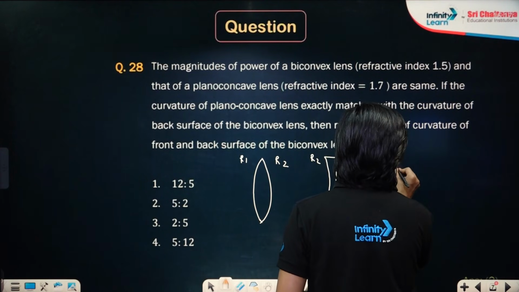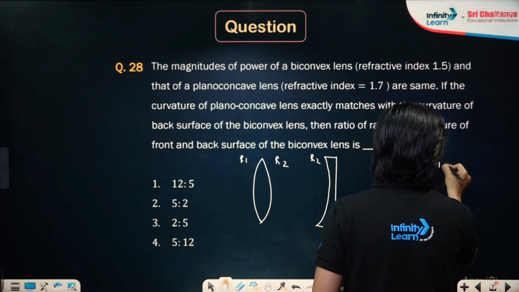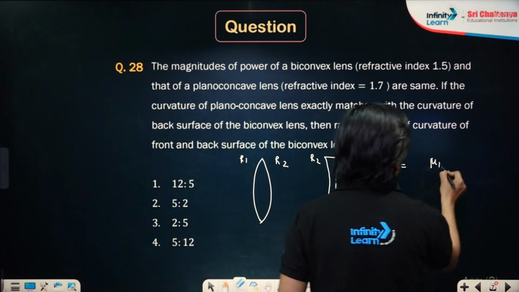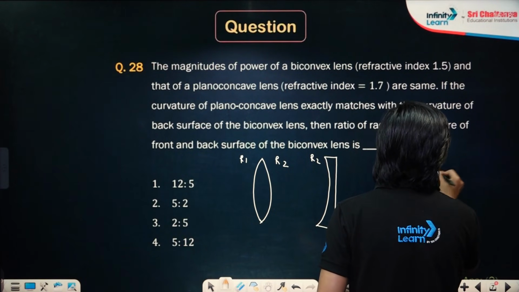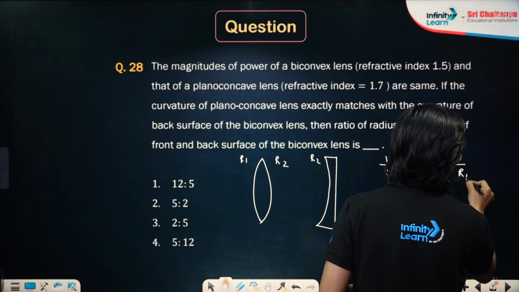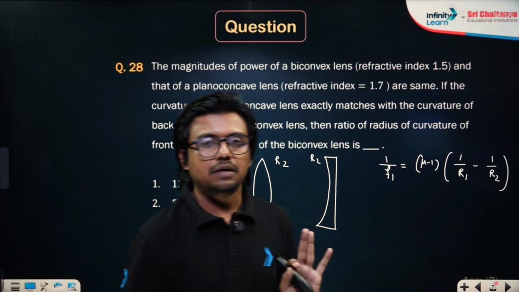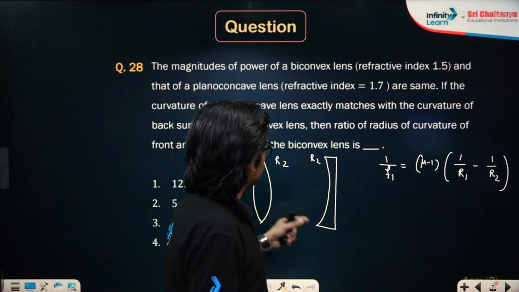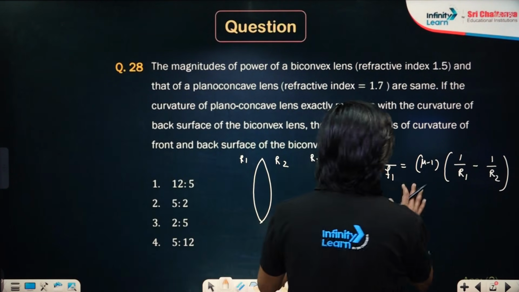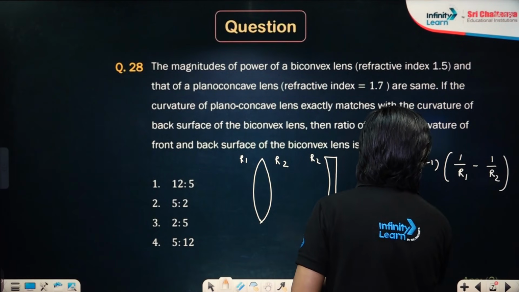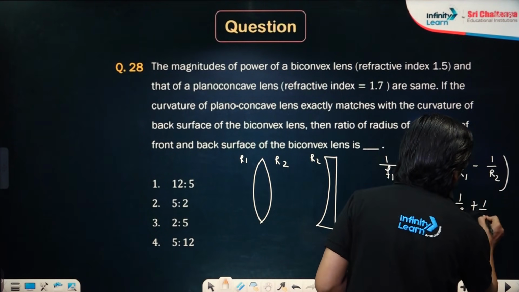Let me call it f1. That 1 by f1 is actually equal to refractive index mu minus 1 into 1 by R1 minus 1 by R2. By using this formula I can write R1 as plus R1, but R2 you can take as minus R2. So if I put the sign, 1 by f1 is equal to mu minus 1 into 1 by R1 plus 1 by R2.